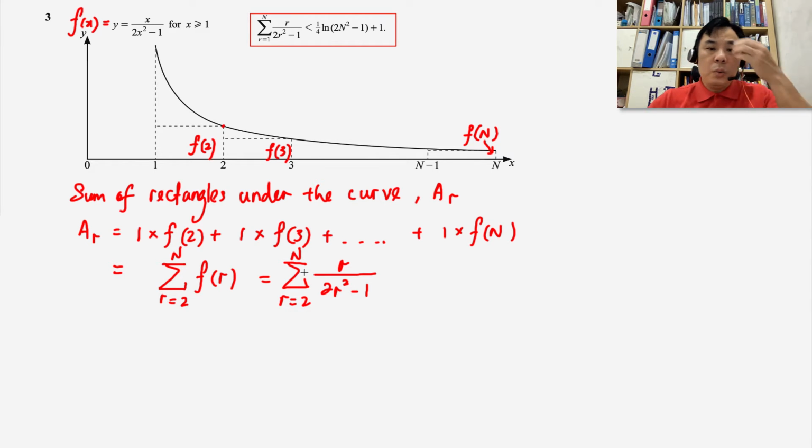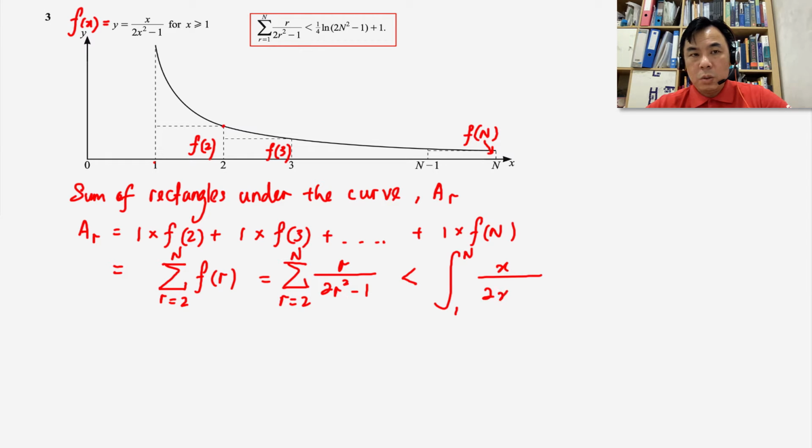Those are the areas. And then we know that this summation here, or this series, must be less than the definite integration from 1 until n, which actually represents the area under the curve. Right? Now, that must be less than the definite integration from 1 until n for that particular function. So this function has this name here, x over 2x squared minus 1 dx. Now, that is the entry to any problem that involves bounds.